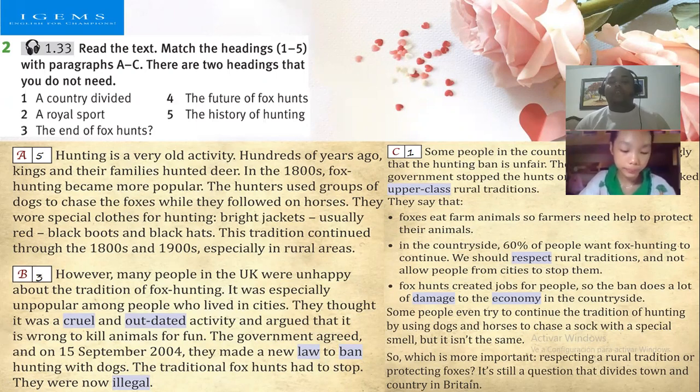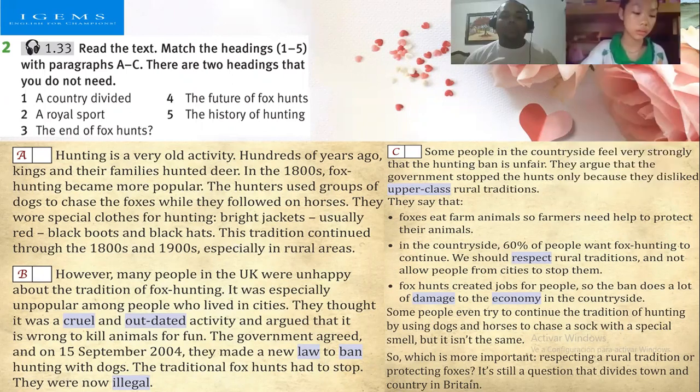Something very important here is that we need to consider that there are two headings that you do not need to use. Okay. So now let's get started with the reading. I will be listening to the way you read, the pronunciation, and here we go.